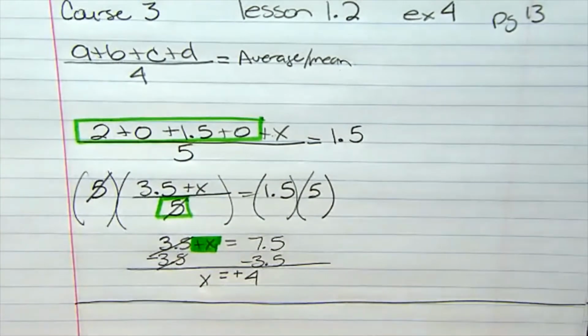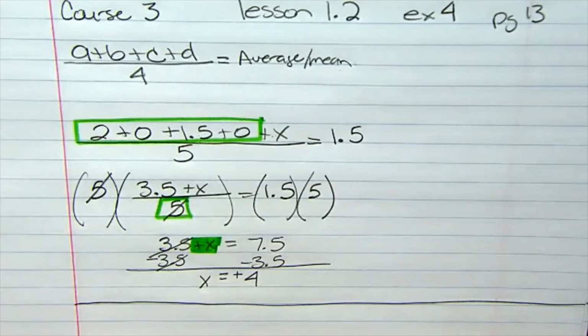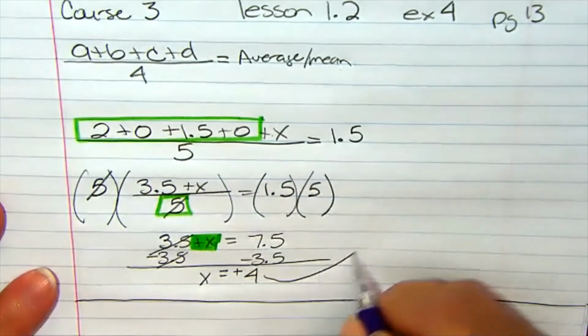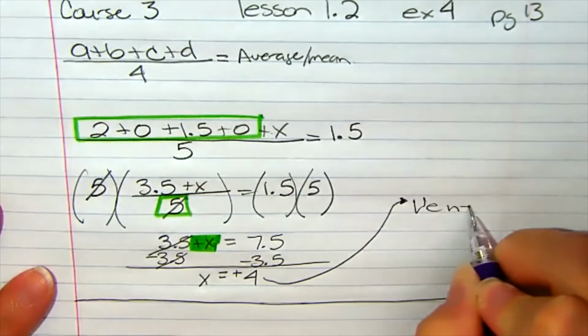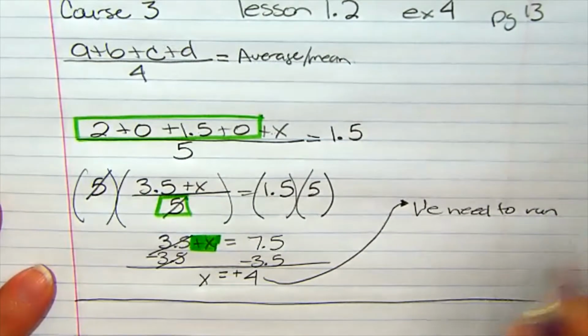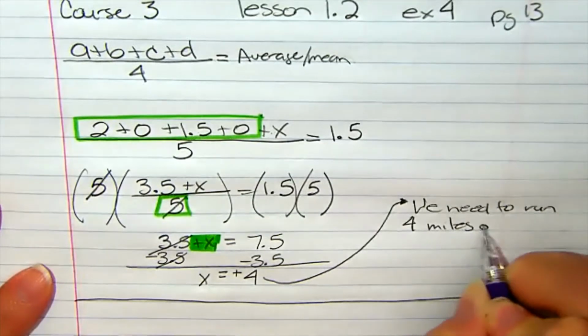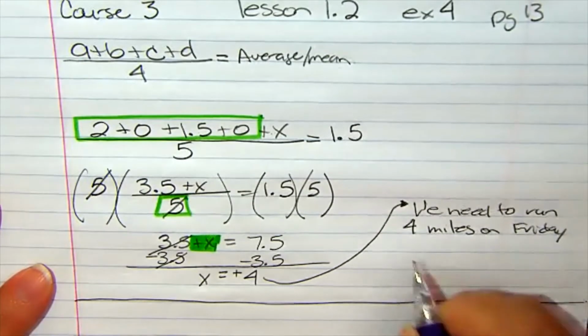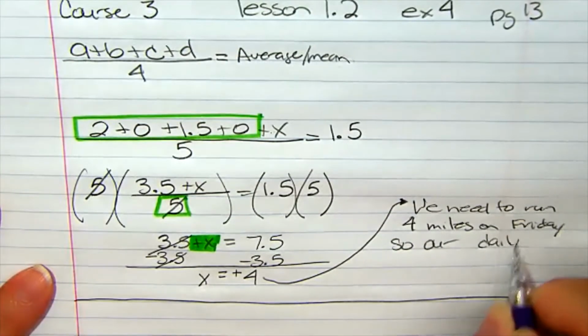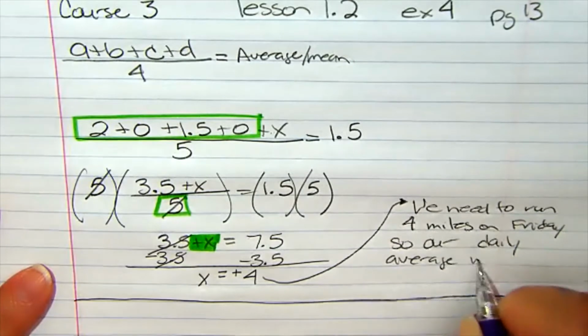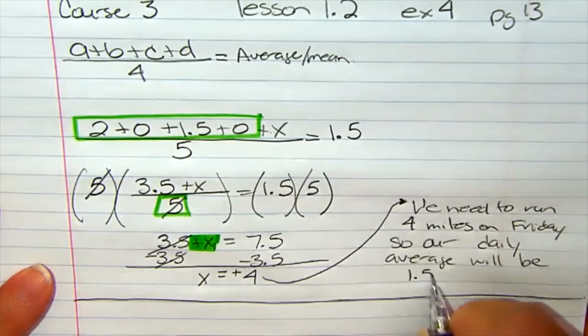So X equals 4. Now remember, a word problem dictates a word answer. So what does this 4 mean? We need to run 4 miles on Friday. So our daily average will be 1.5.